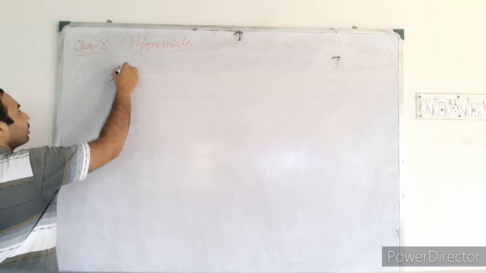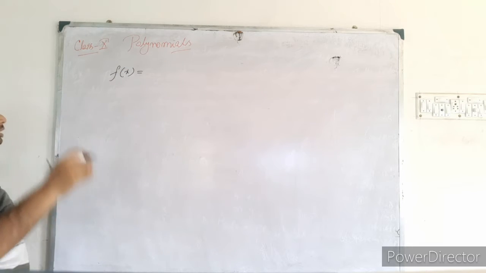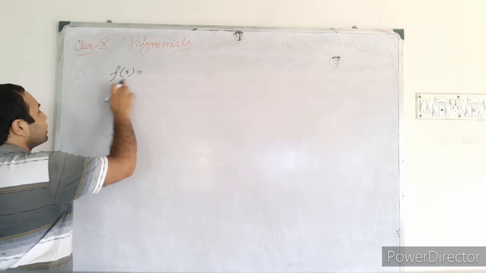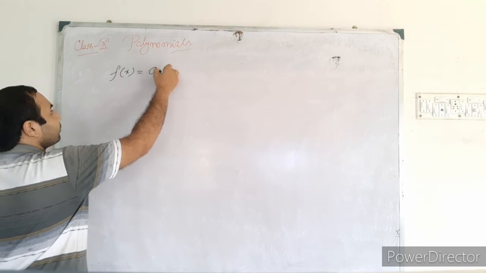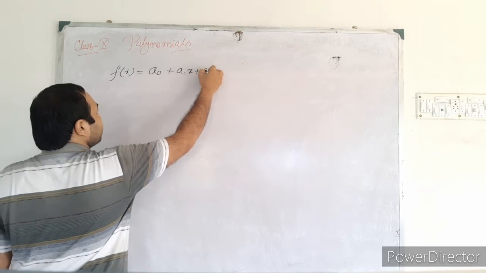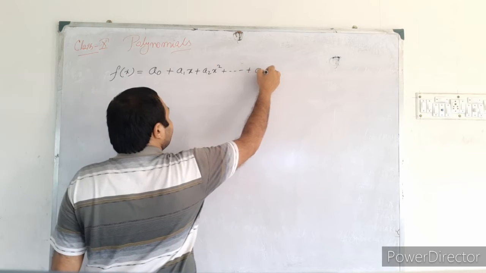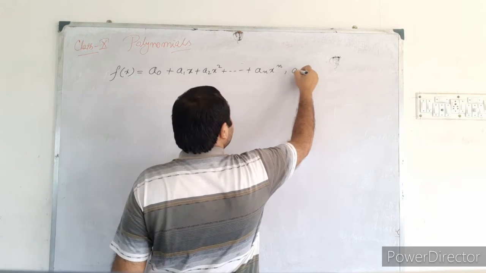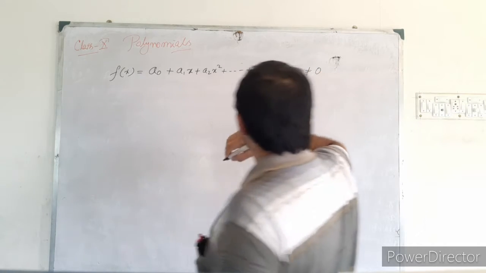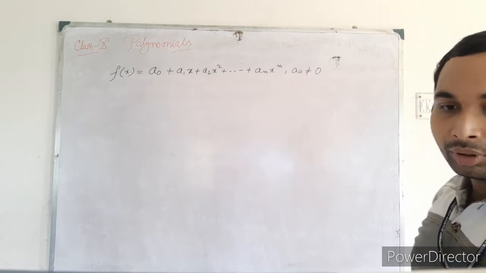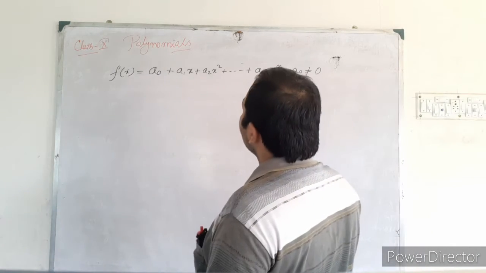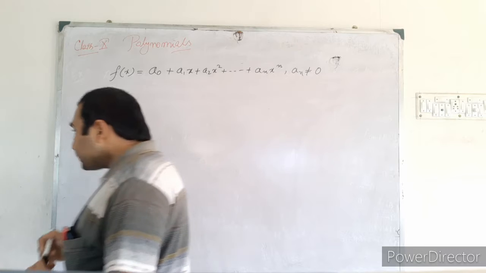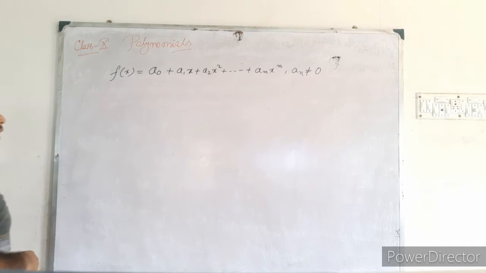A polynomial is a function, though the term function is not in your syllabus; function is in class 11. But just see, this is the form a0 plus a1x plus a2x square, and so on up to an x to the power n, where an is not equal to 0. Sorry, an will not equal 0, not a0. So this is the simple form of a polynomial.